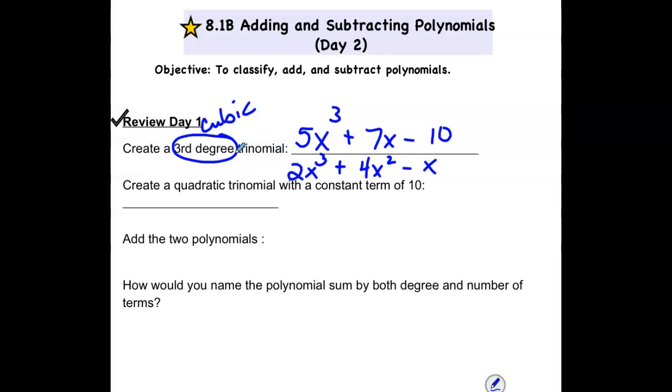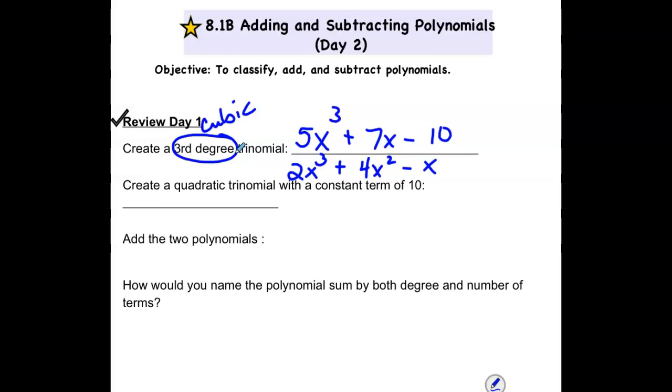Create a quadratic trinomial that has a constant term of 10. What does quadratic mean? Okay, we're getting confused between powers and terms, right? When we're talking about how many terms, it has a nomial at the end, right? Monomial, binomial, trinomial, polynomial. When we're talking about quadratic, we're referencing a degree. What is the degree for a quadratic? 2.